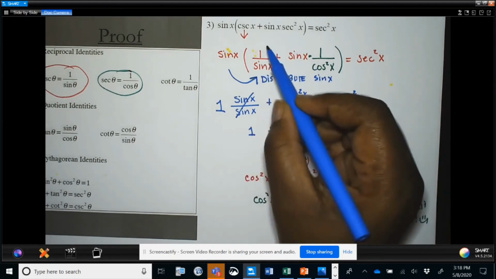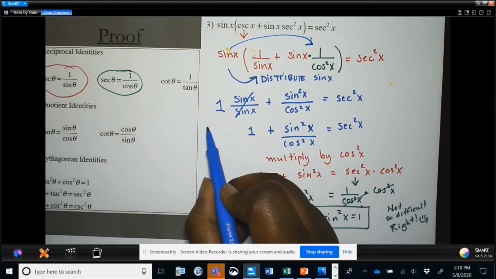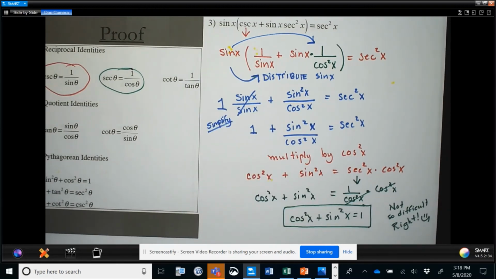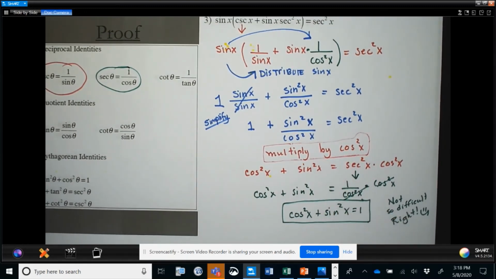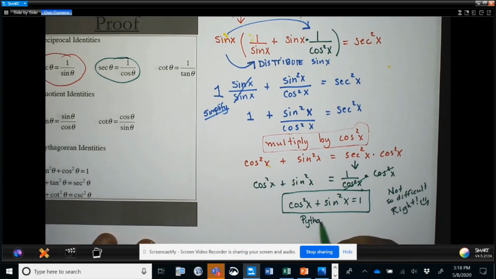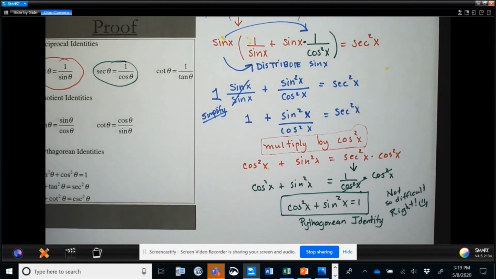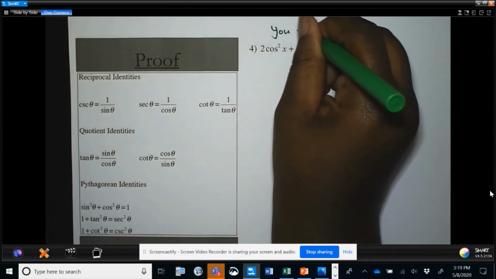The first thing we did was distribute the sine x. Then we simplified. That's how we got 1 plus. Then we multiplied by cosine squared x. And we finally ended up with the Pythagorean identity. This is what you'll be doing in class, in your work this week. Now it's your turn.